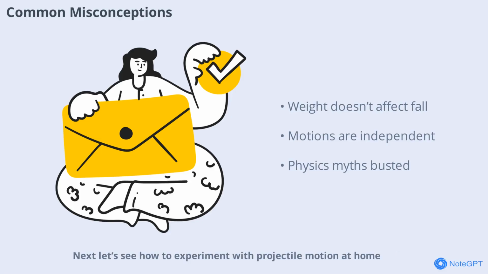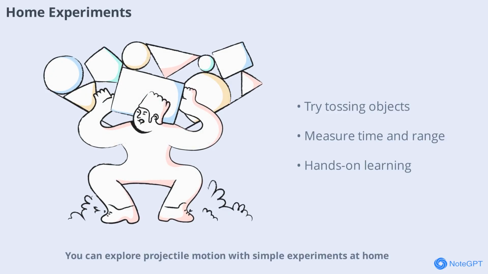Next, let's see how to experiment with projectile motion at home. You can explore projectile motion with simple experiments at home. Try tossing different objects and observing their paths. Use a stopwatch to measure time of flight or a tape measure to check range. These hands-on activities make learning physics fun and memorable.